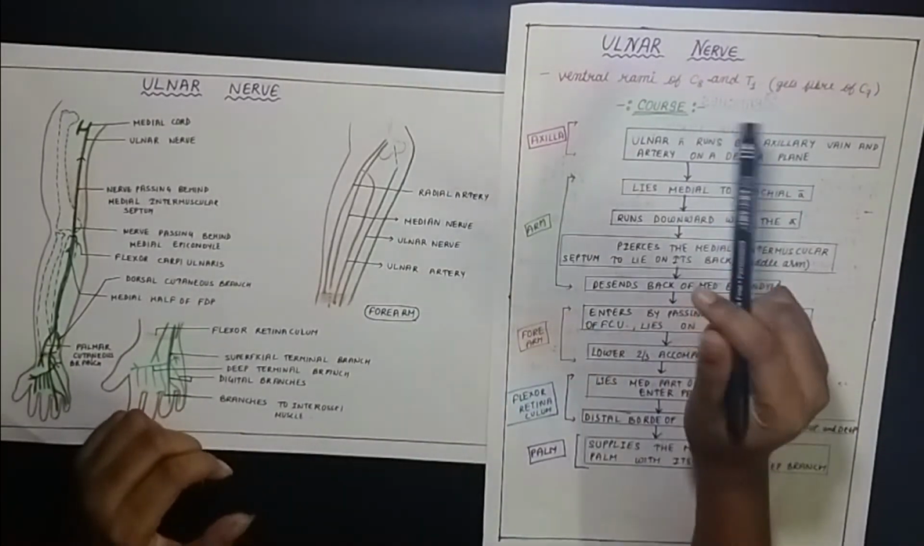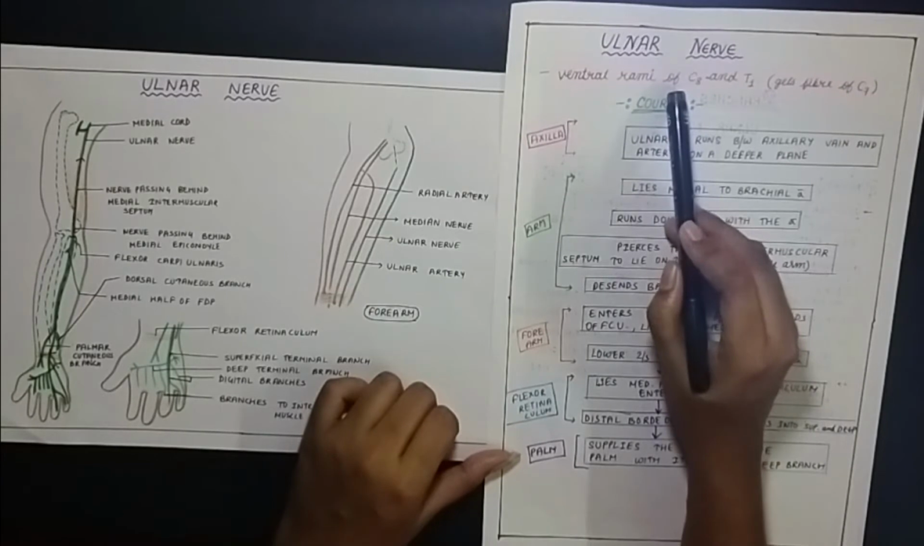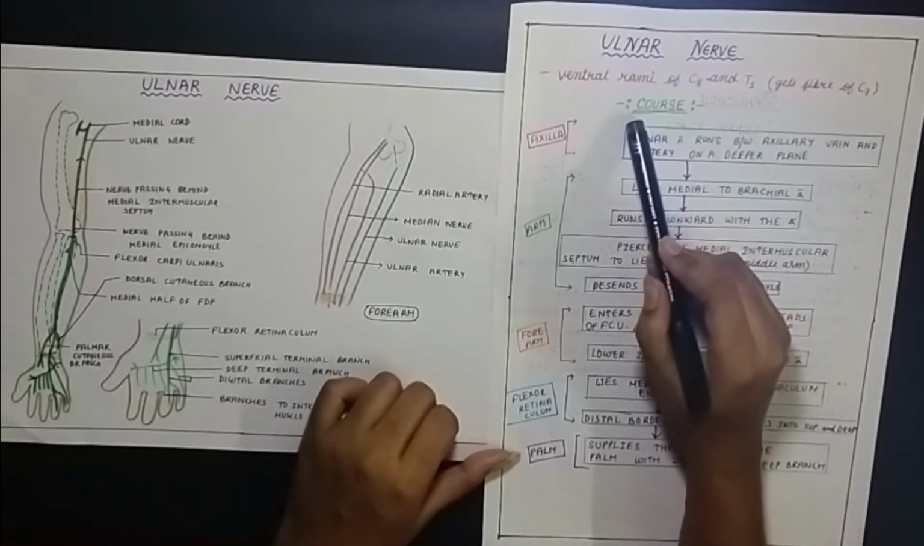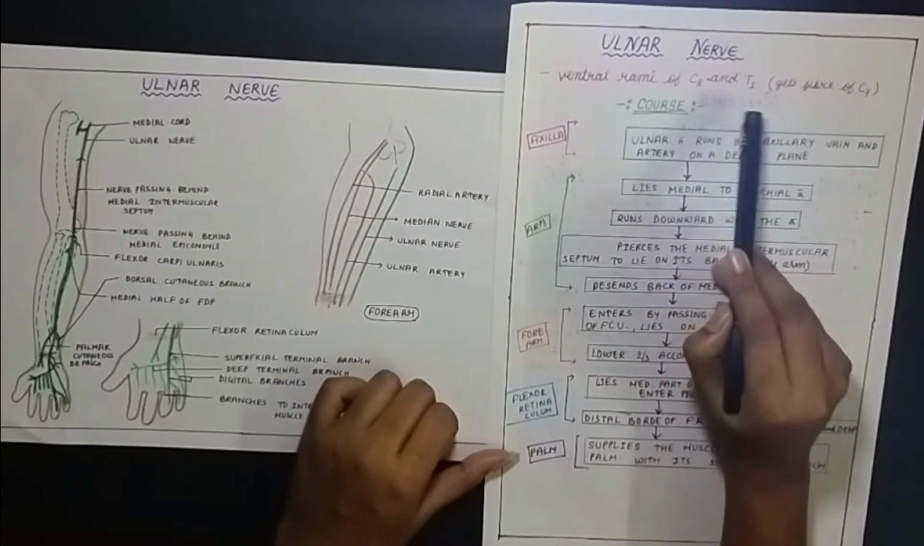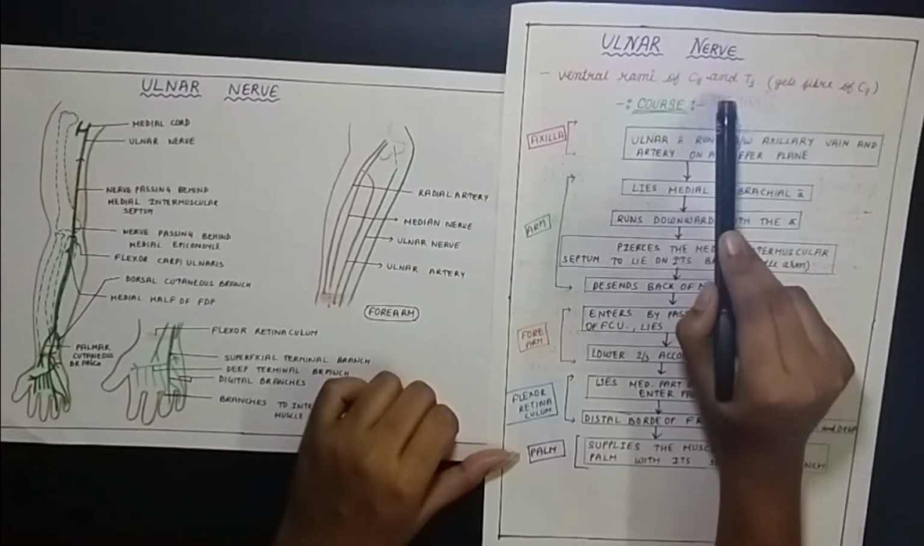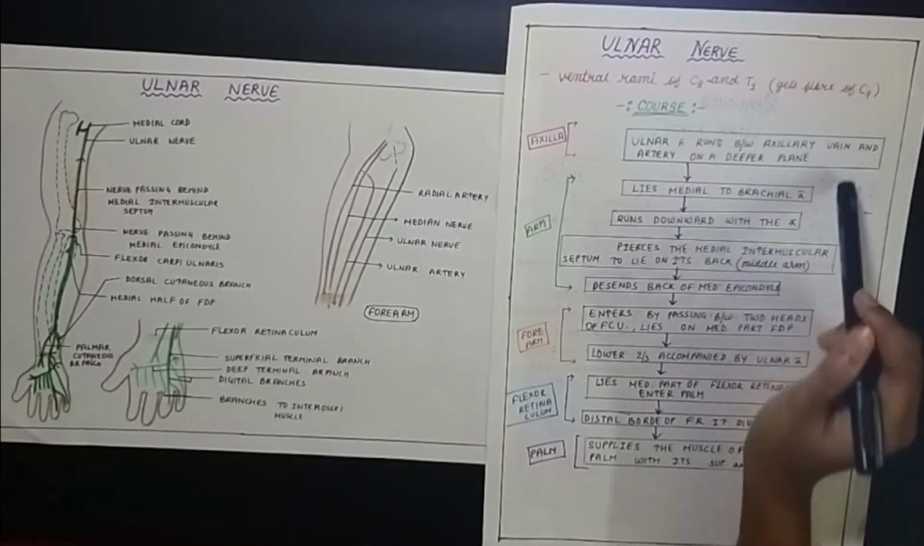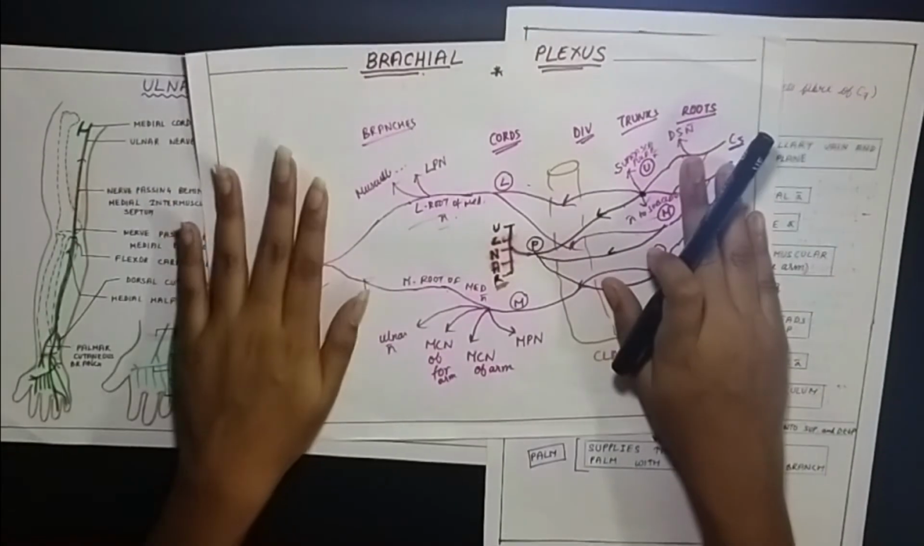The nerve root is in the brachial plexus. I have already told you to go and watch the video of the brachial plexus. This is the ventral rami of C8 and T1, and sometimes it receives fibers from C7 also. I have drawn this in that video.